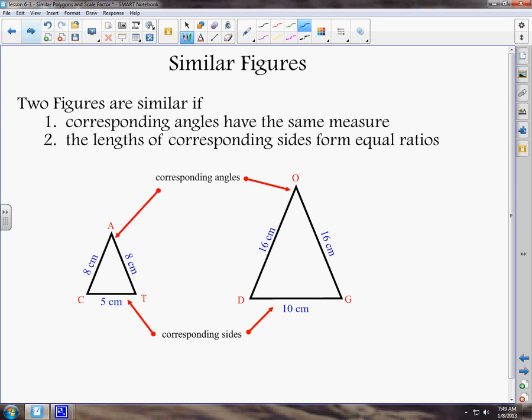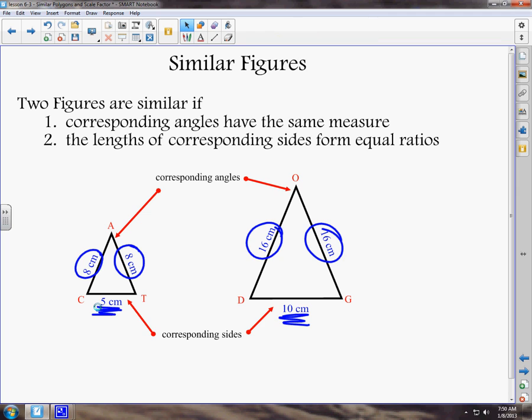So in this lesson, they will tell you if two figures are similar figures, and then you have to take the numbers and figure them out. If you notice here, 5 doubles to 10, and 8, these are both 8, doubles to 16. So we know that these are similar figures.